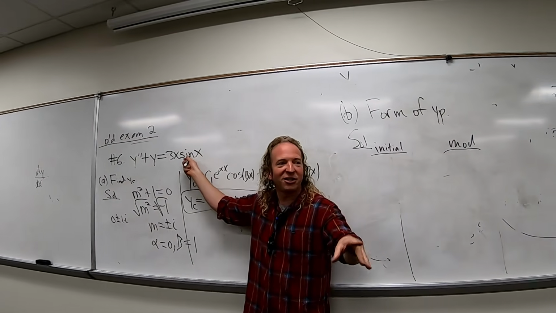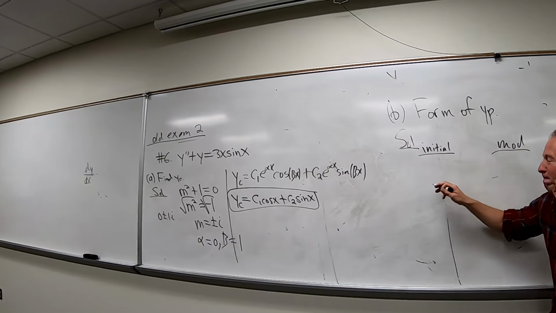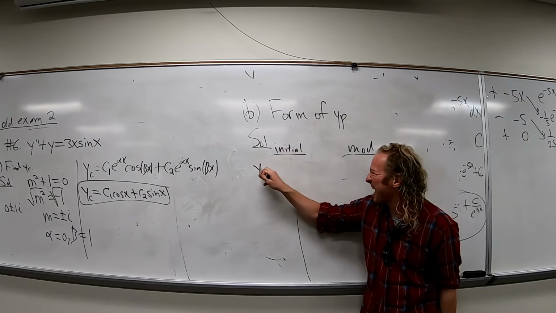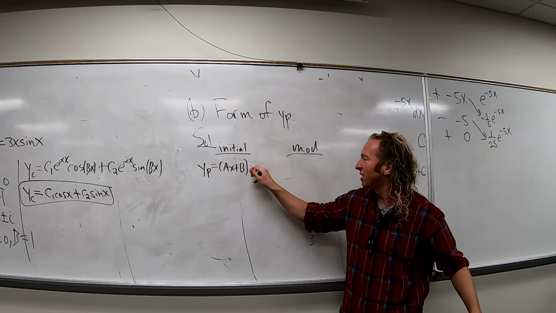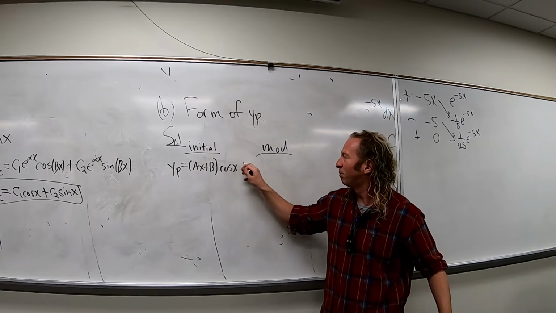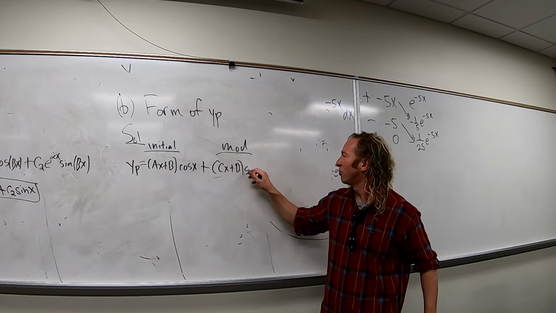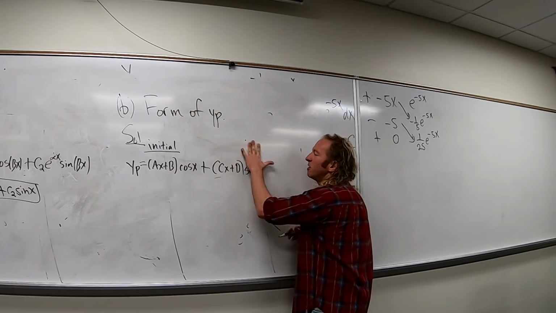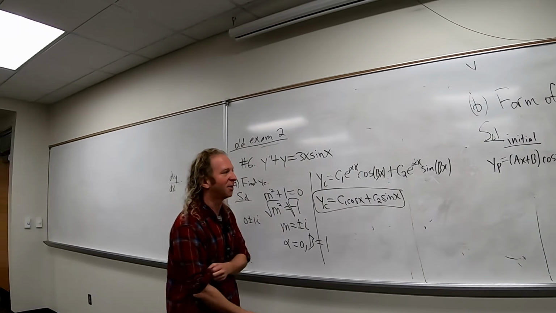So we've got a sine, so we have to have a sine and a cosine. Ax plus b cosine x plus cx plus d sine x. I'm running out of room. I have to put my mod somewhere else. So that's based solely off of this. I'll pause here for a minute, let everyone catch up.